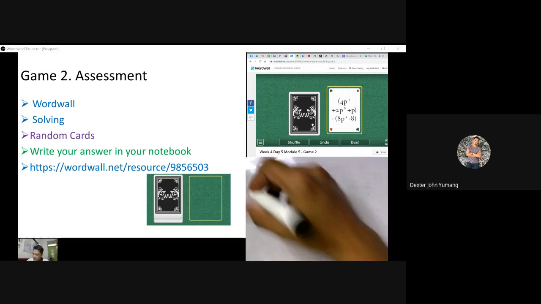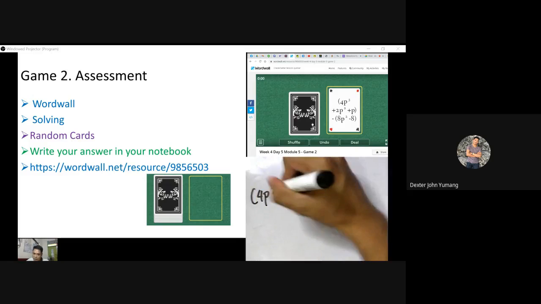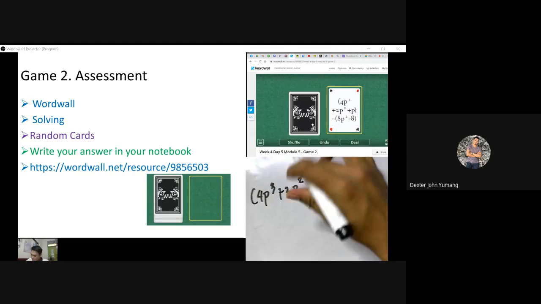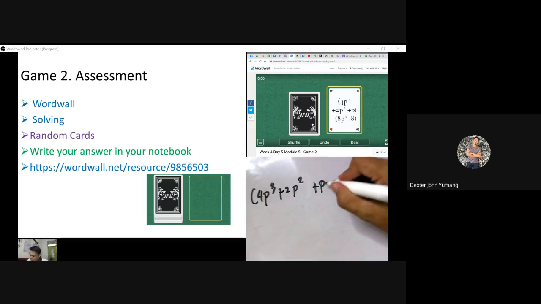Okay, the next one is 4p cubed plus 2p squared plus p. Then subtracted to the group of 8p squared minus 8. Sino pong meron yan? Medyo mahirap po ito. So, wala po. Si Pearl ulit. Ang swerte mo, Pearl. Ang hirap ang nasa sa'yo.